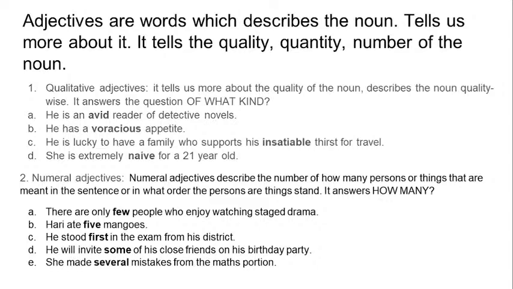The next one is, he will invite some of his close friends on his birthday party. So how many friends? Again, the same question is being answered by the numeral adjective. How many friends? The person will invite some of his close friends, only some. It could be many also. He will invite many of his friends on his birthday party. So the meaning gets changed there. And the next one is, she made several mistakes from the maths portion. It again answers how many mistakes. So several mistakes. Several means many, quite a few. So it goes like this.